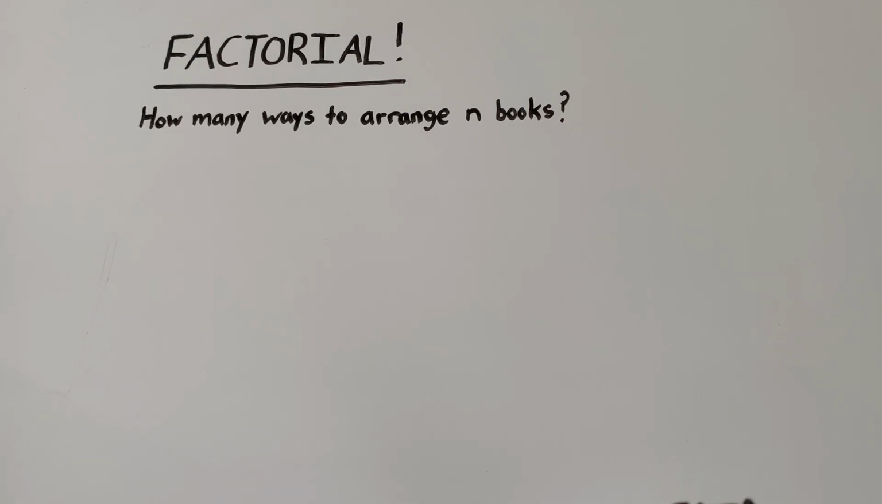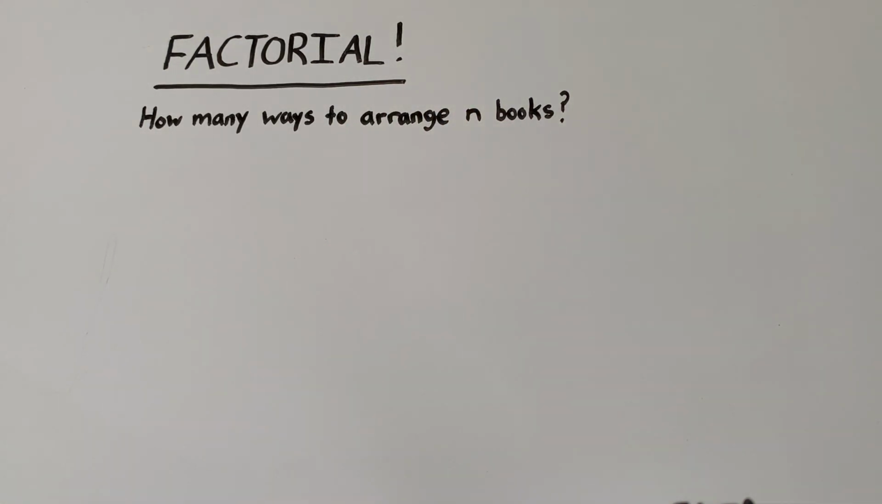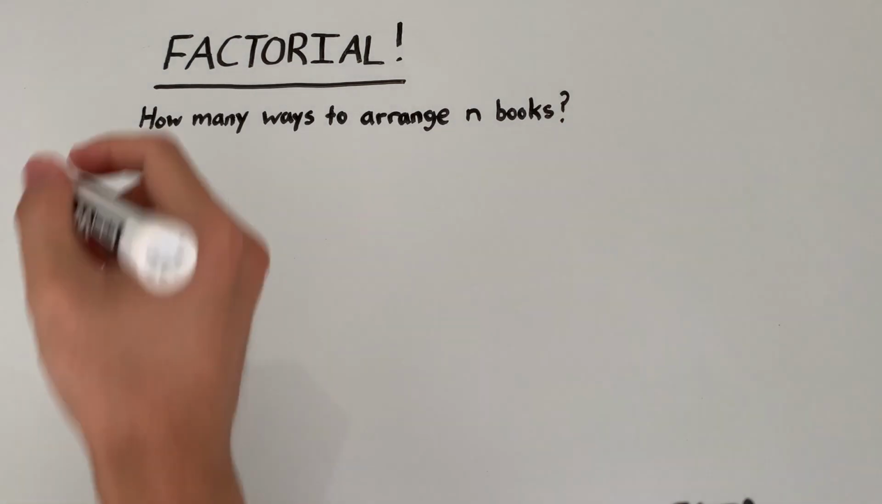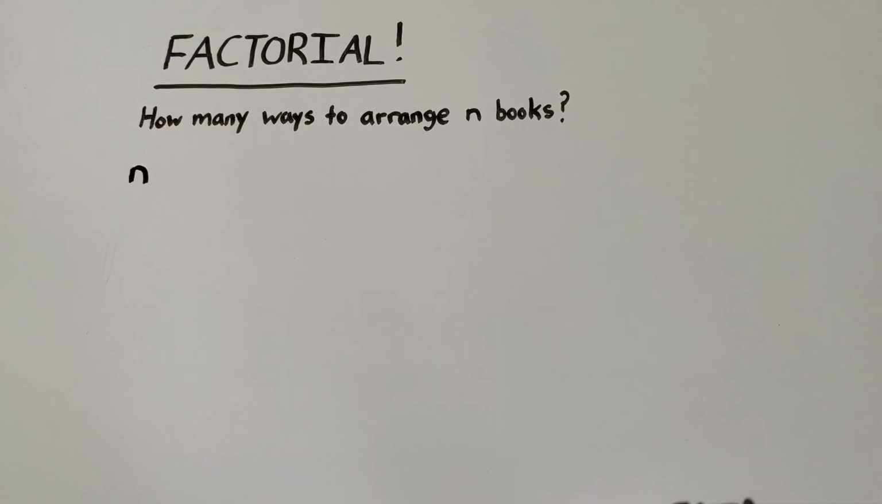Now it's time for us to address the more general case of arranging n books on a shelf. And we're going to do this step by step. So at the start, when we have n books to arrange, that means that we have n choices for the first book that goes on the shelf.